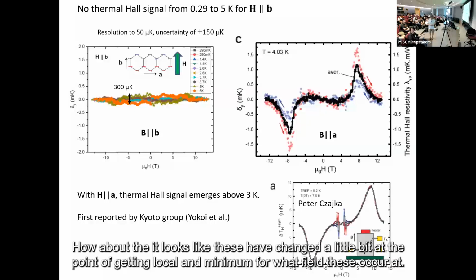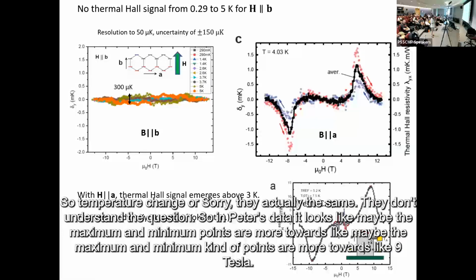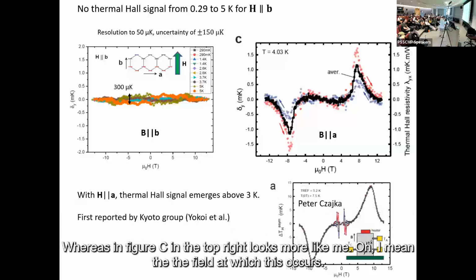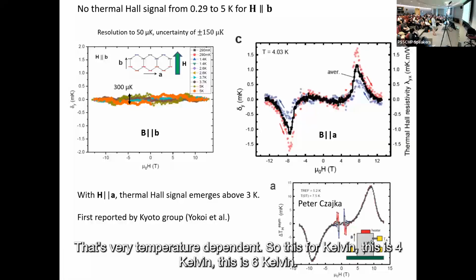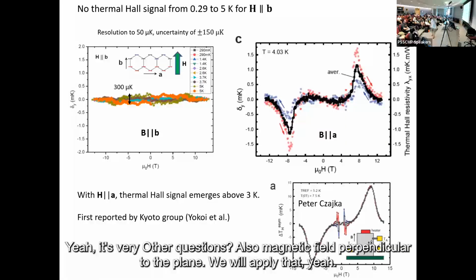How about the, it looks like these have changed a little bit at the point of kind of peak and local minimum for what field these occur at. Is that temperature change or are they actually the same? I didn't understand the question. So in Peter's data, it looks like maybe the maximum and minimum points are more towards like 9 Tesla, whereas in figure C in the top right, it looks more like 8. Oh, you mean the field at which this occurs? Yes. That's very temperature dependent. So this 4 Kelvin, this is close to 6 Kelvin. Thank you. Yeah, it's very temperature dependent.